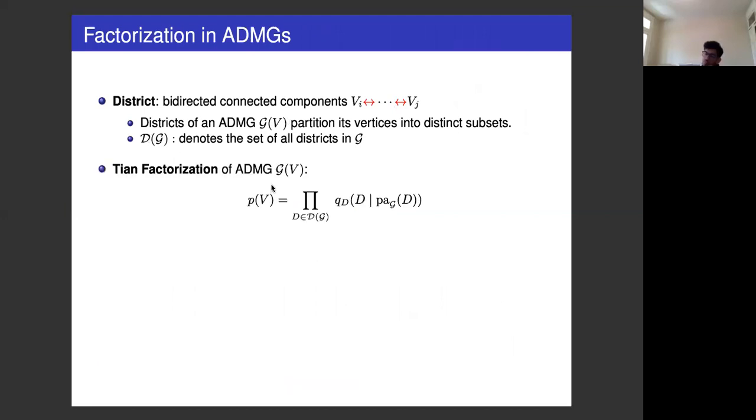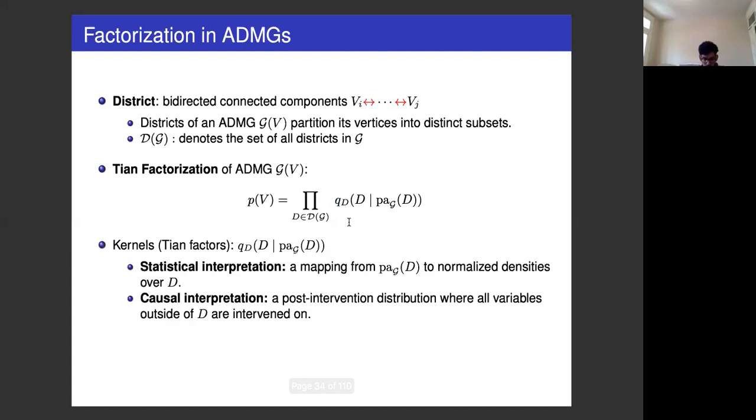Tian proposed a factorization of ADMGs. He said that P of V can be factorized as a product over all the districts in the graph of conditional factors of each district given the parents of the district. This factorization is very similar to what we saw in DAGs, except that these are Qs, not Ps, meaning that these objects, which are called kernels or Tian factors, are not necessarily ordinary conditional densities. But they have nice statistical and causal interpretations.